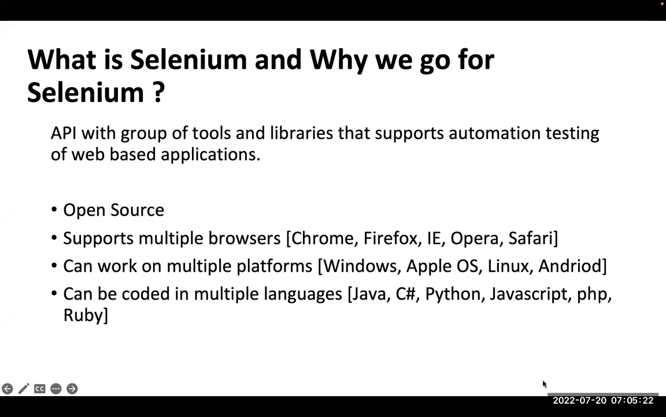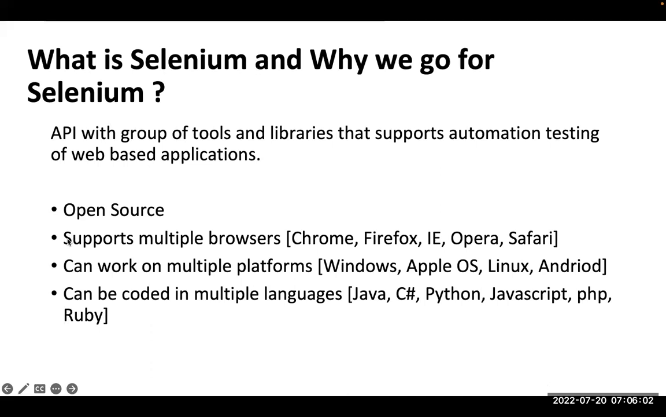The first thing is it is open source. Open source means it is freely available on the internet. You need not pay any amount to get a licensed version. It is not a licensed version. You can just download the jars and start working with Selenium. That is one major advantage of Selenium. Whereas QTP is licensed; if you want to use QTP, you have to pay. That is not open source. That is one major advantage with Selenium: it is open source, freely available in the market.